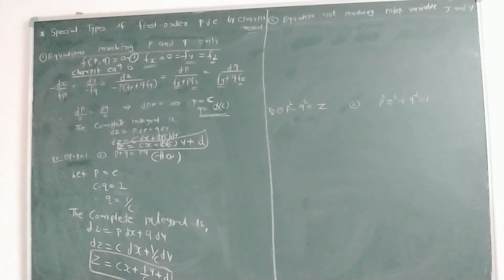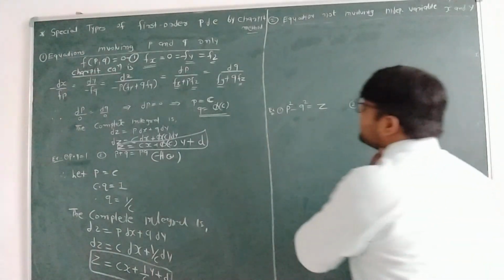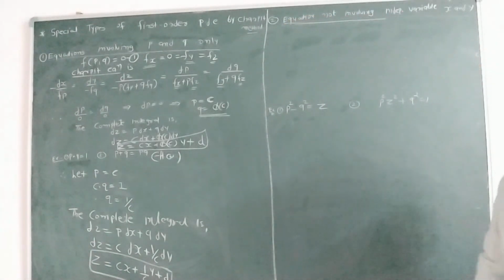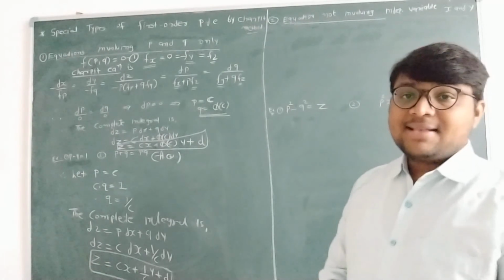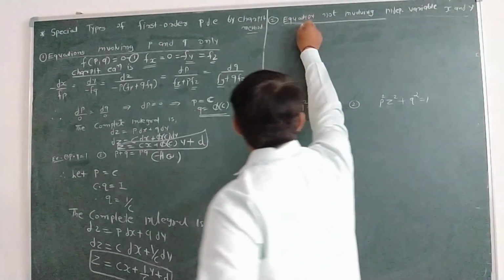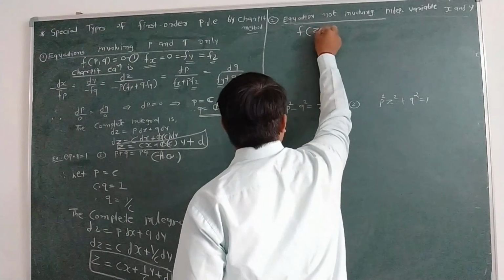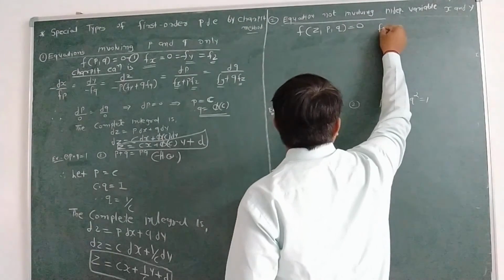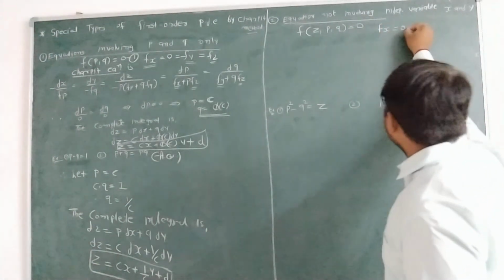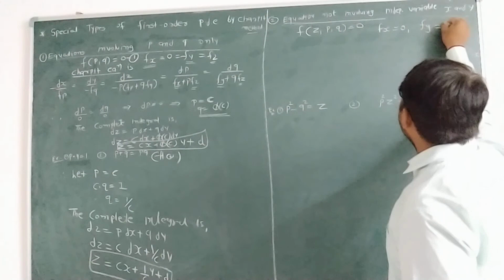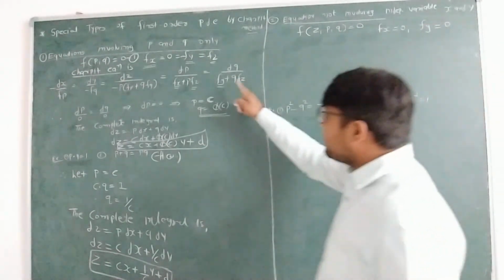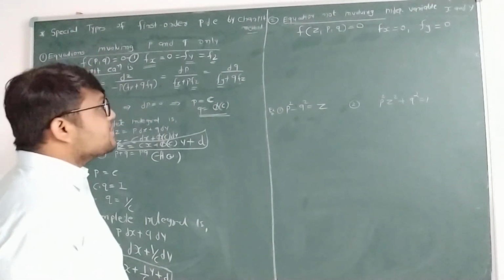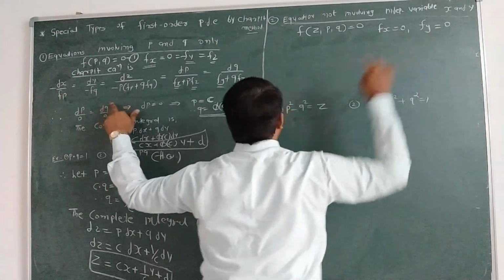Now the second special type is an equation which does not involve the independent variables x and y. That is, the first order P.D.E. is of the form f(z,p,q) = 0. So ultimately its partial derivative with respect to x is 0, and similarly its partial derivative with respect to y is also 0. So put fx = 0 and fy = 0 in the Charpit equation, or auxiliary equation.